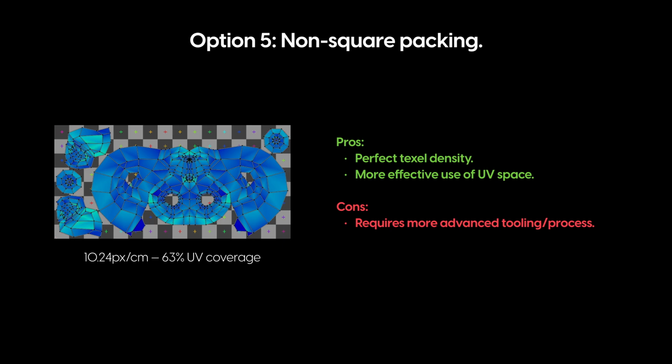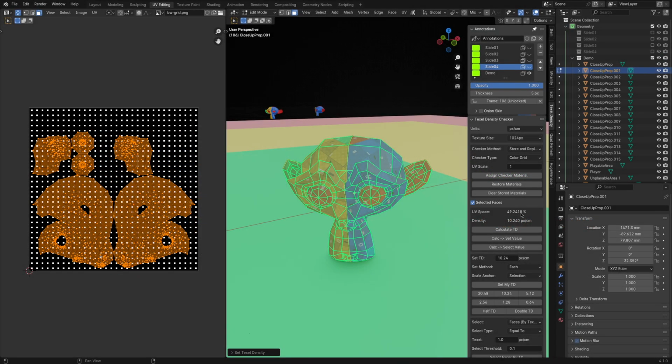Option 5. Non-square packing. Suppose a 1024 by 1024 pixel texture only provides 50% UV coverage at a particular texel density. In that case, you may achieve closer to 100% coverage using a 1024 by 512 texture instead. This is a slightly more advanced method, but applicable and supported by most game engines. If you'd like to explore any of the options I've mentioned or learn how to use them, I'll be producing further masterclass videos on UV unwrapping and texturing that outline each in detail.